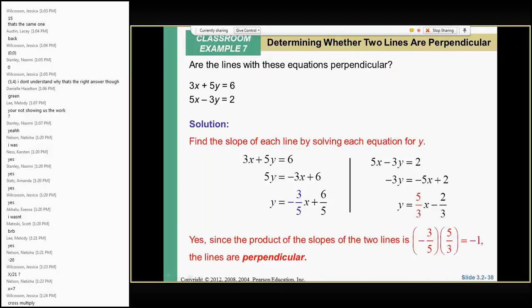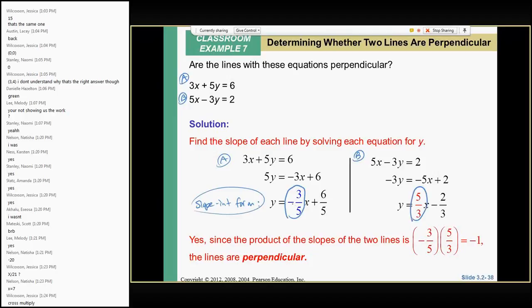Now, here's a different way to do this problem. If it's as an equation, I'm going to call this equation A and this equation B. What did they do down here to these equations? They put them in slope-intercept form. Why do they put it in slope-intercept form? Then you can tell what their slope is really easily.